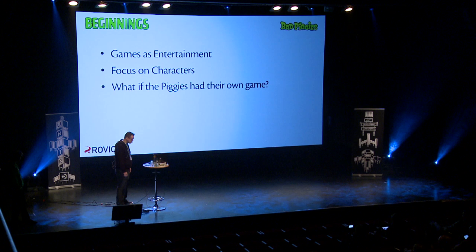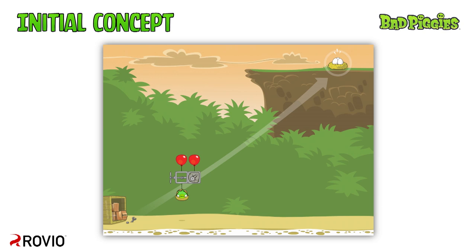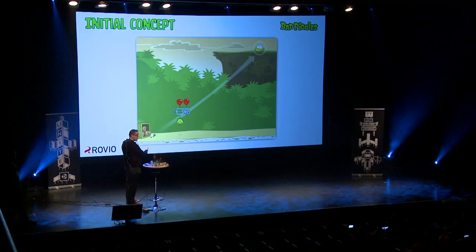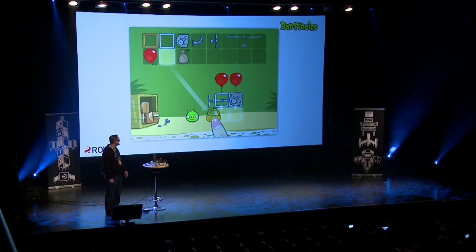And here is an image from the original pitch in 2011 for a piggy game. I think you can see some familiar elements in here, and that is certainly true. The idea was very simple. Pigs like to build things, and they want to go for the eggs. So they're going to build things that will take them to the eggs. Very simple. Here's another image, the build mode.